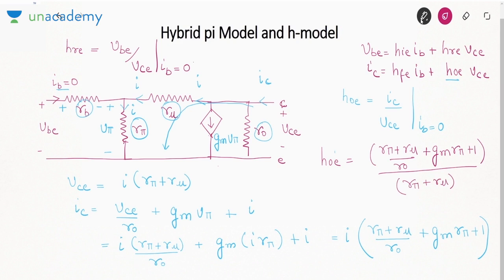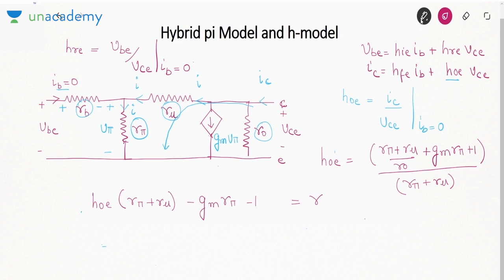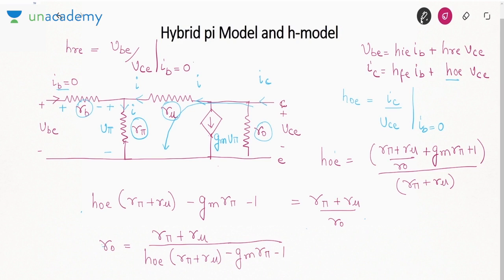Now from here, if you want to calculate R naught, I'll have to simplify this. So I'll do HOE into R pi plus R mu minus GM R pi minus 1 is equal to R pi plus R mu by R naught. So R naught is nothing but R pi plus R mu by HOE into R pi plus R mu minus GM R pi minus 1. That will be the value of your output resistance R0.